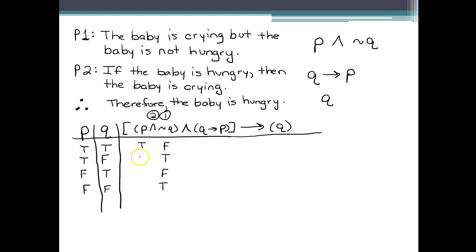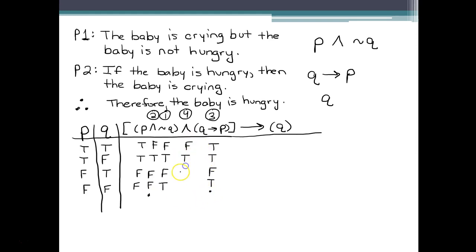If it makes you feel better to rewrite P right here, you can. P and not Q, so you're going to have false, true, false, false. So we're going to be using that column when we do the and. Then if Q, then P, true, true, false, true. Then we go to do that and. We got to use this column and this column.